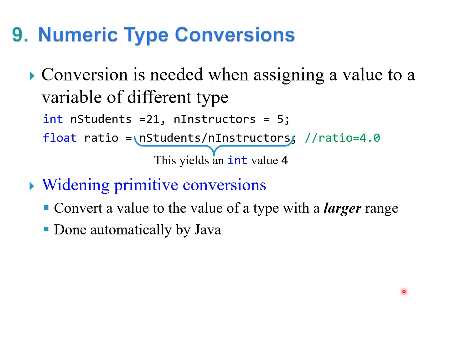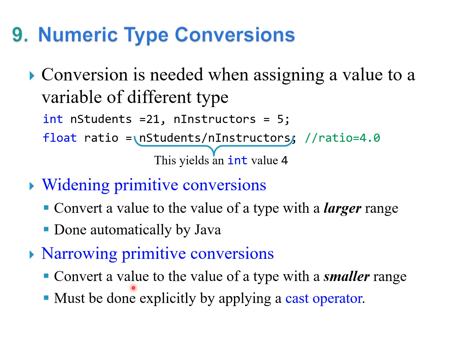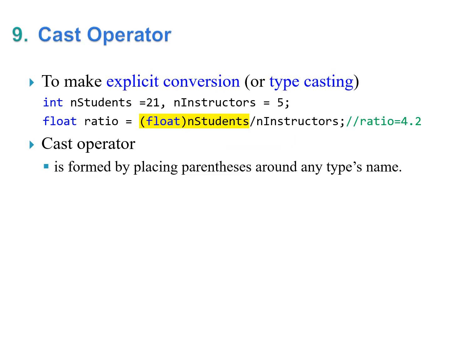Conversely, converting a value to a type with a smaller range is known as narrowing primitive conversion and must be done explicitly by applying a cast operator. Java allows you to make explicit conversion, or type casting, by using the cast operator, which is formed by placing parentheses around any type's name.